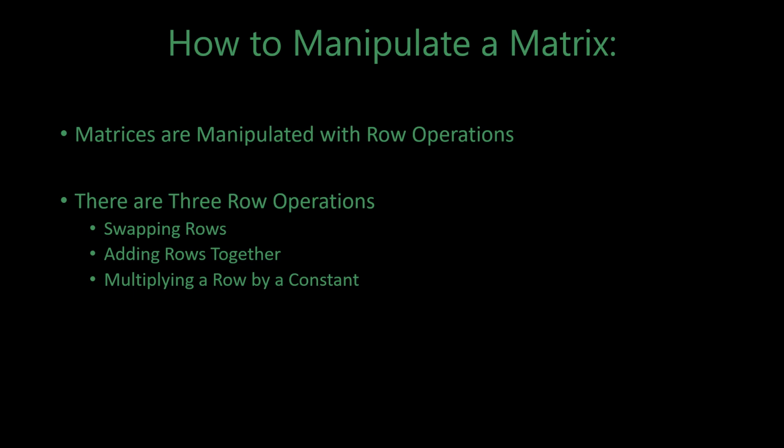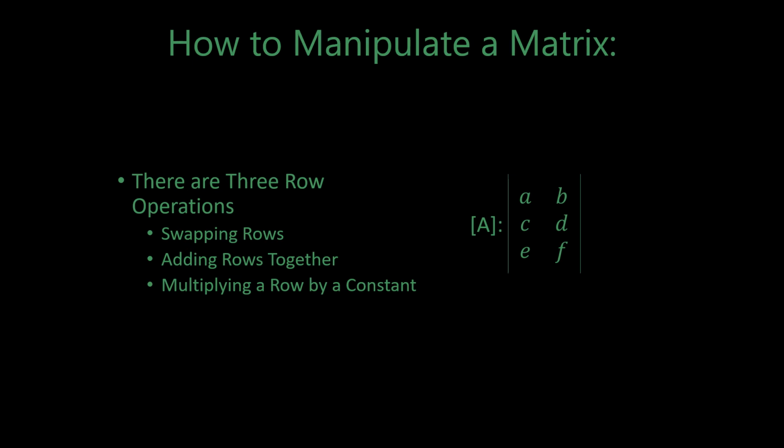There are 3 operations that you can use to manipulate a matrix. All 3 of them involve rows. You can swap rows, you can add rows together, or you can multiply a row by a constant. And those 3 can be used in conjunction with each other. Now we're going to see these operations in action.